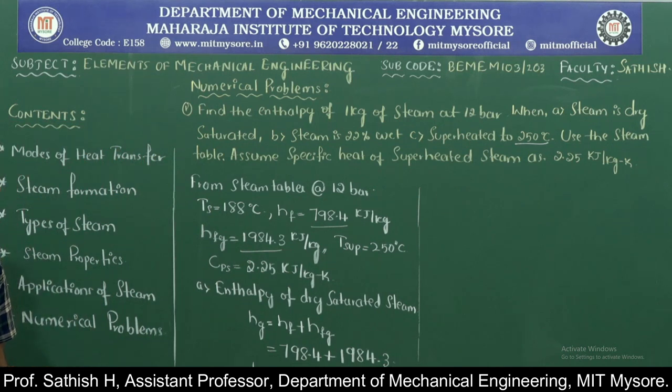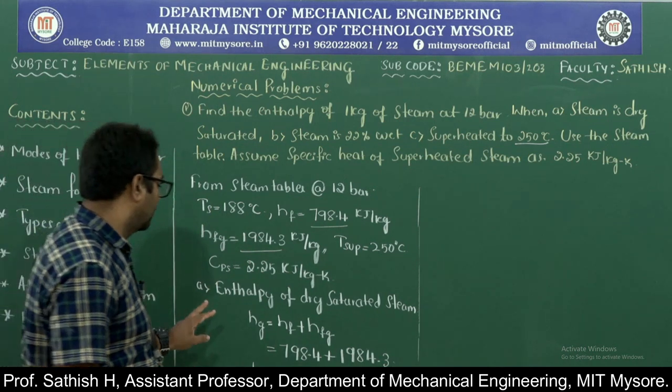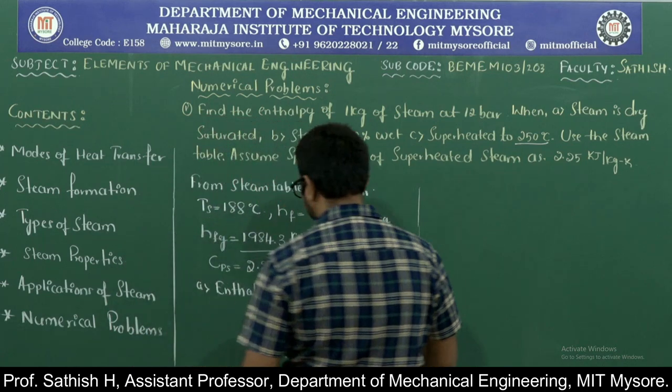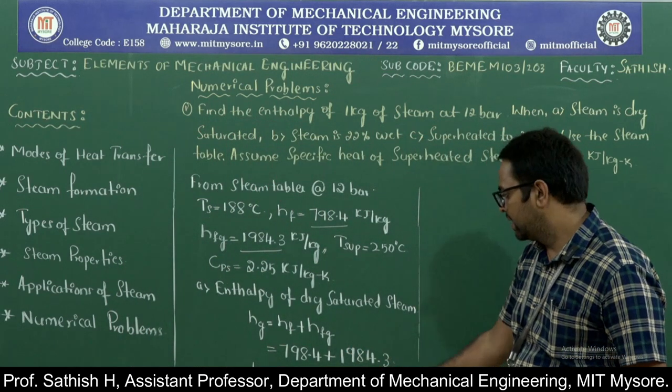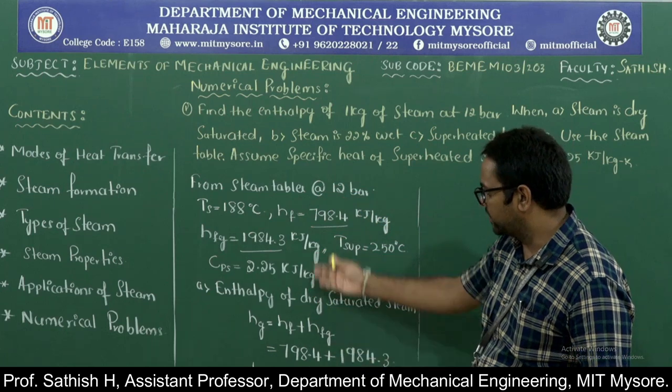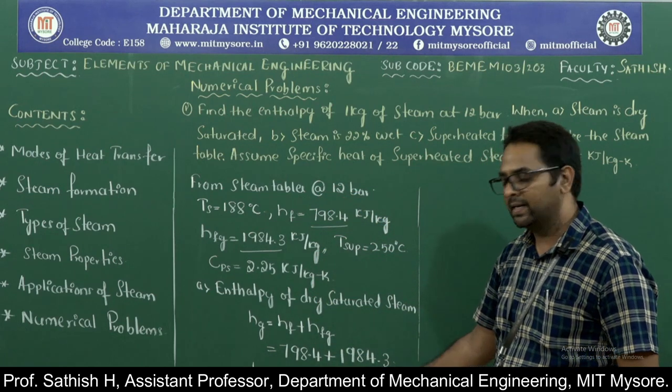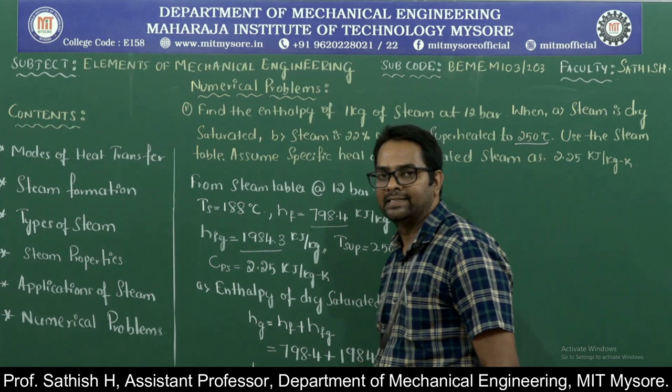That is the one unknown we have found out. So basically we need to remember this formula, Hg is equal to Hf plus Hfg, and then whatever data you collect from the steam table, you substitute that and you will directly get the value of Hg.